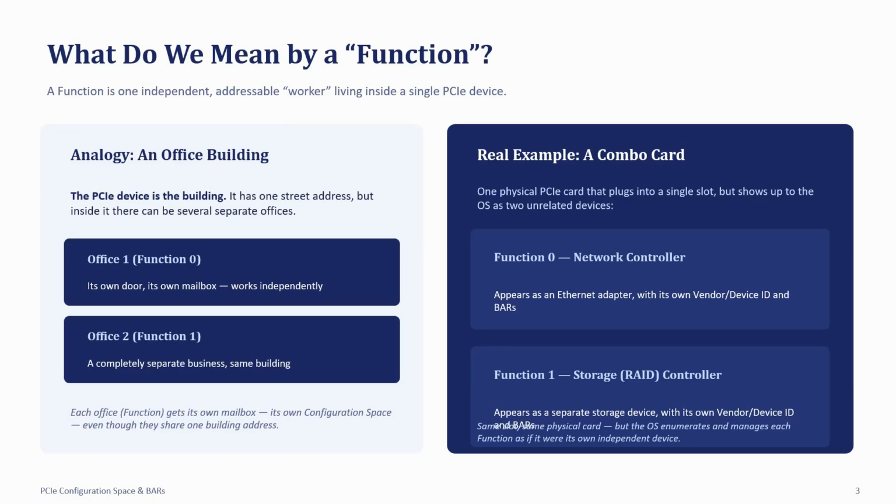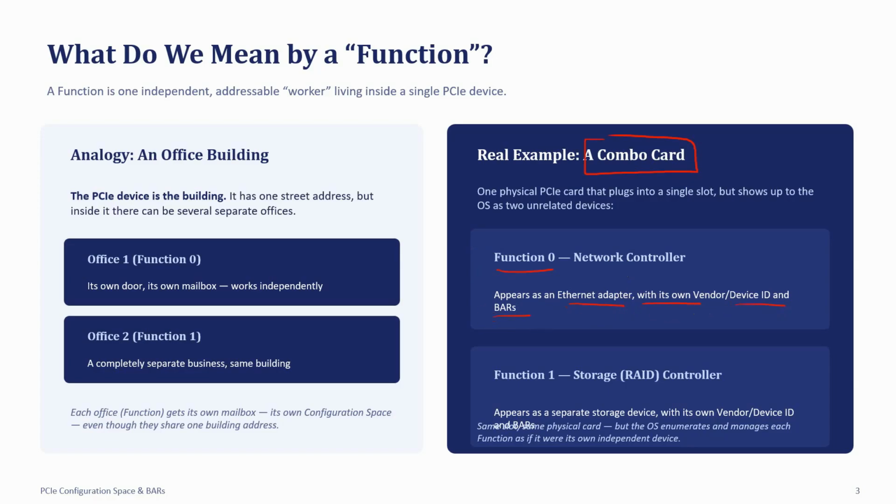For example, if I have a PCIe compliant combo card, this particular PCIe device can have multiple functionalities. One of the functionalities is function 0, which acts as a network controller. So this particular PCIe card can act as a network controller. It is going to appear as an Ethernet adapter, with its own vendor device ID and BAR.